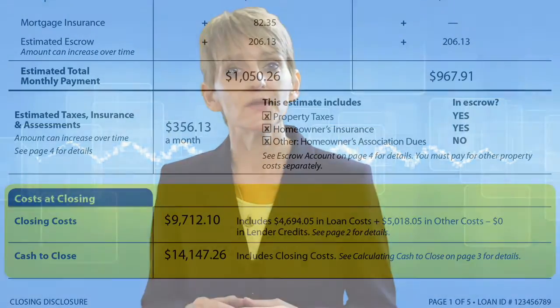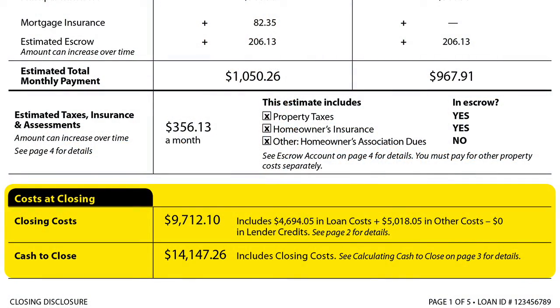If there is an impound account for the escrows, the bottom section of the projected payments table will show how much is being deposited into each month and which payable expenses are included in the impound. In the closing costs section on page 1, closing costs is a total of closing costs less any lender credits. The breakdown is available on page 2 for more detail.